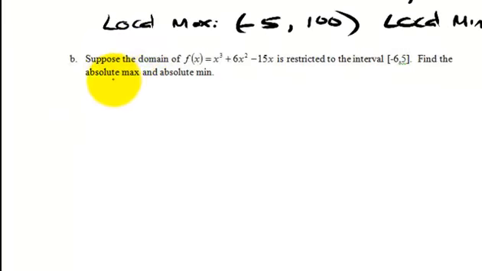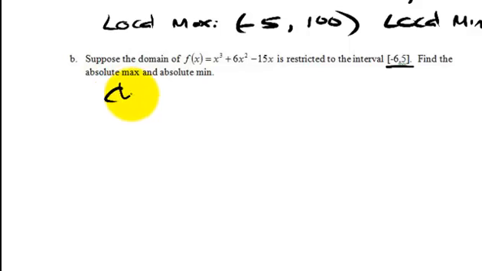Okay, let's do part B. Suppose the domain has been restricted to this interval. Find the absolute max and absolute min. Now remember, the difference between absolute max and local max is that a local max could be a high point somewhere on the graph, but it may not be the highest point overall. When I'm asking for the absolute max, I'm looking for the highest y value on the entire domain. That's either going to be at one of the local maxes, or it could be at an endpoint, because the endpoint could be a max without actually being a local max.